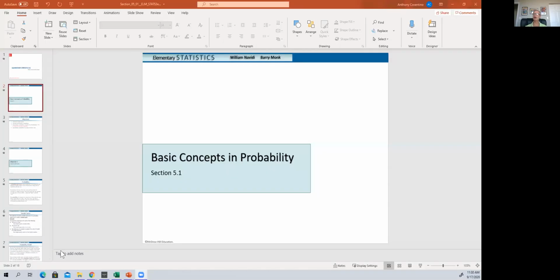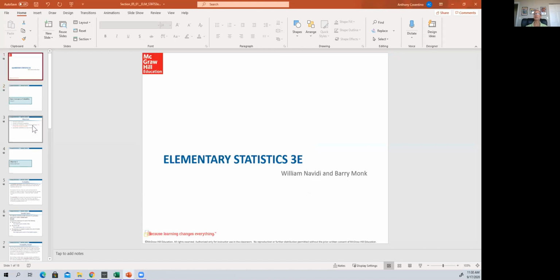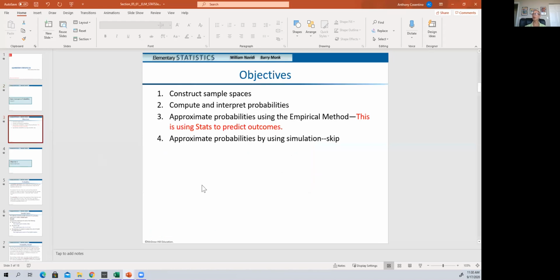And so let's start with section 5.1, and basically this is the basic introduction. The three concepts that we're going to be going over are the idea of sample space, the idea of computing a probability, and then the third, and probably the most important, is given a set of data, what we talk about is the empirical method. Calculate the probability using that set of data. And that's what we do in statistics.